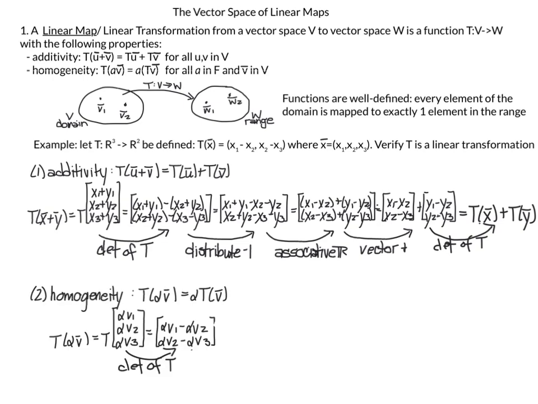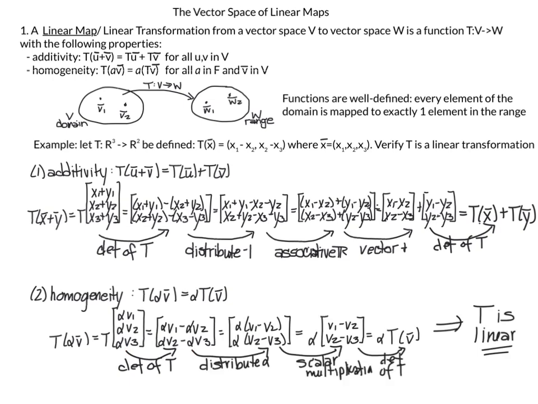For homogeneity, we're going to look at the transformation of a scalar times a vector. So our vector, let's say, has coordinates (v1, v2, v3). A scalar times that vector will give us (alpha v1, alpha v2, alpha v3). We plug this into our transformation, which is the first coordinate minus the second coordinate. So that's alpha v1 minus alpha v2. And then our second coordinate will be the second minus the third, so that's alpha v2 minus alpha v3.